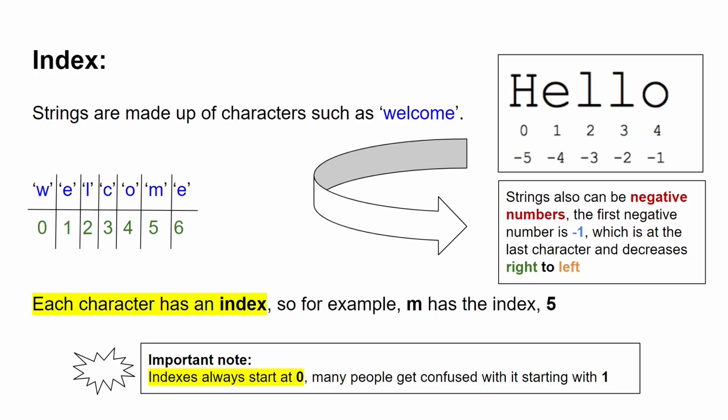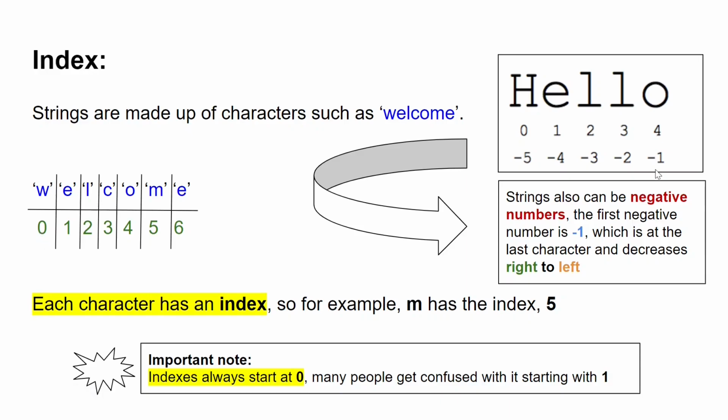You may be wondering why M has the index 5 when it's the 6th letter of a string, and W is the first letter, but its index is 0. Well, that's because an important note says that indexes always start at 0, and many people get confused with it starting with 1. I honestly don't know why it starts at 0, but that's just the way it is.